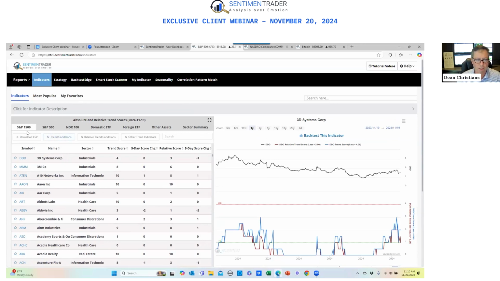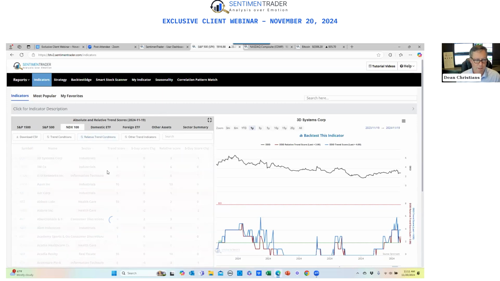And so we've got all the stocks for the S&P 1500, which obviously includes the 500, 400, and 600. So you've got small, medium, and large cap stocks. We also have a folder just for the S&P 500, the NASDAQ 100, domestic ETFs, foreign ETFs, other assets. This is where you'll find things like Bitcoin or crude oil or other indices. And then we have our sector summary. Let's click on the NASDAQ 100.